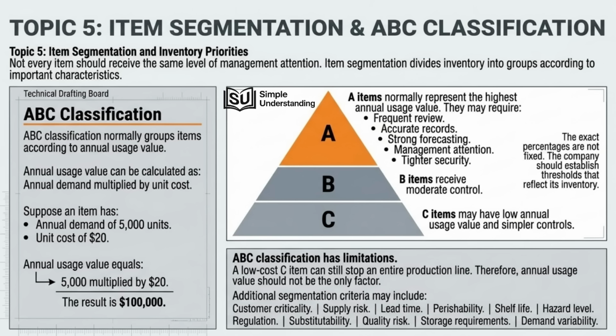ABC classification has limitations. A low-cost C item can still stop an entire production line. Therefore, annual usage value should not be the only factor. Additional segmentation criteria may include customer criticality, supply risk, lead time, perishability, shelf life, hazard level, regulation, substitutability, quality risk, storage requirements, and demand variability.